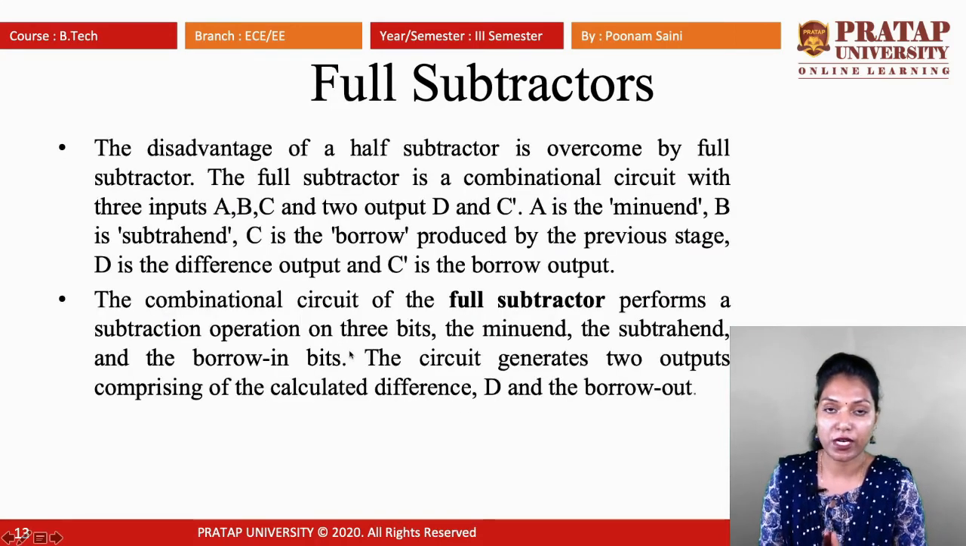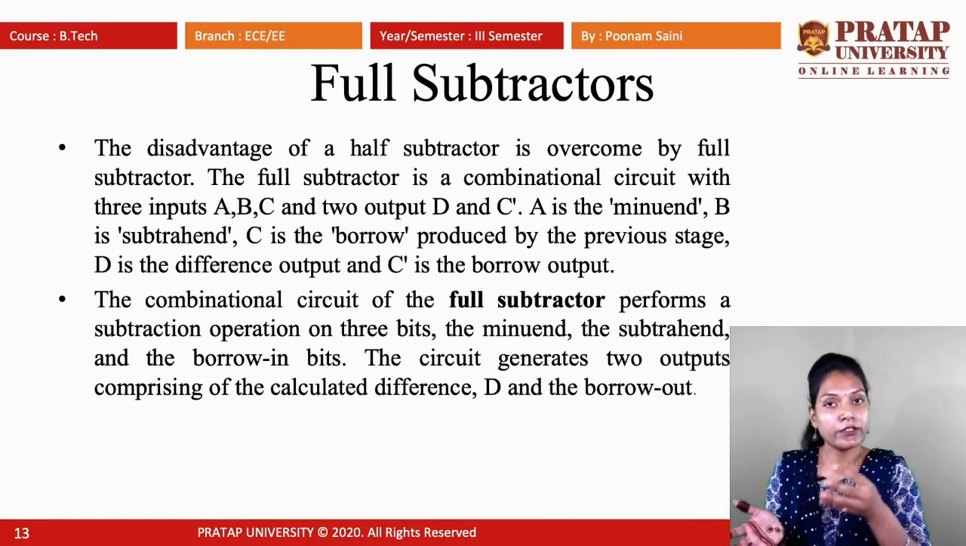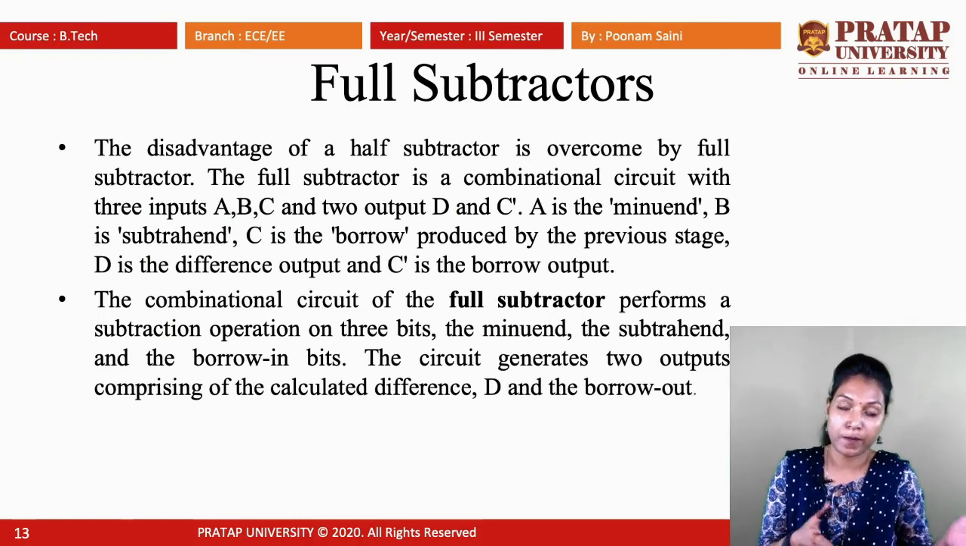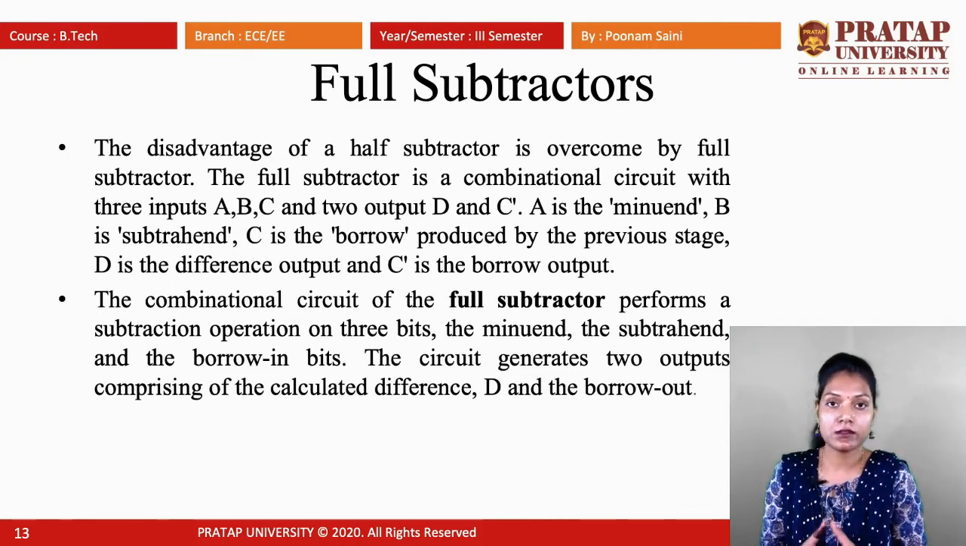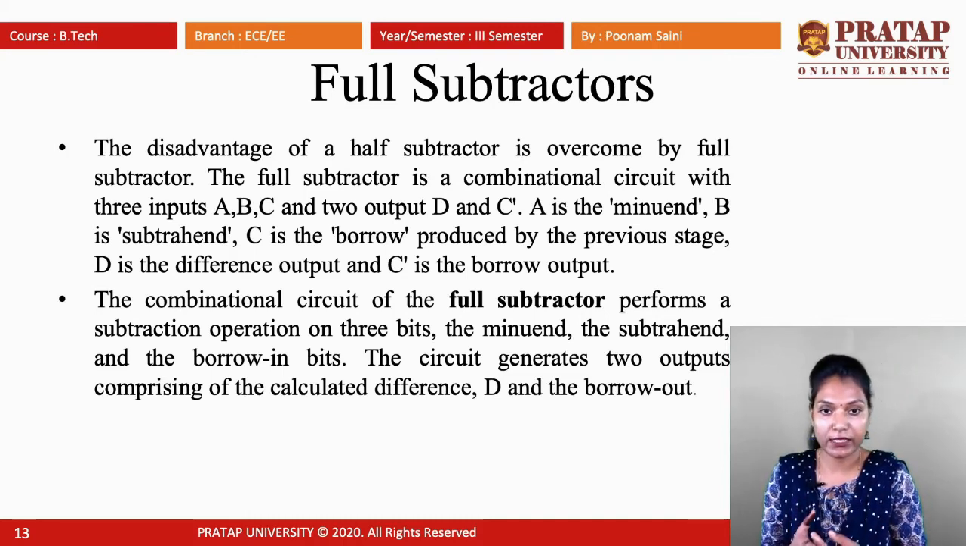So in a full subtractor, similar to what we studied earlier, that the full adder is used to overcome the disadvantages of the half adder, similarly the full subtractor is used to overcome the challenges of the half subtractor. The disadvantages of the half subtractor are overcome by the full subtractor. The full subtractor is a combinational circuit with 3 inputs and having outputs of difference and borrow.